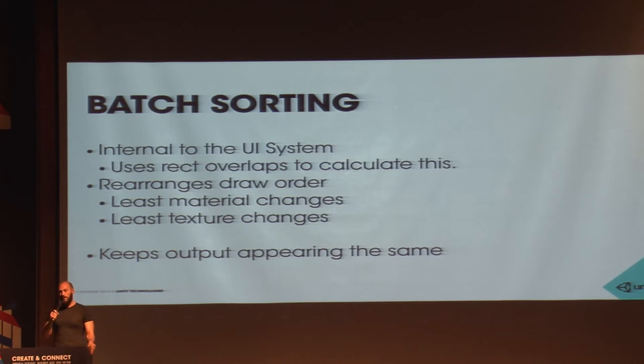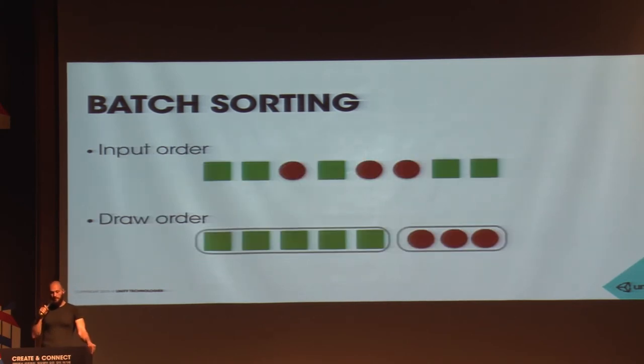Internally, what the sorting does is it attempts to rearrange the draw order of your elements in such a way as to achieve the minimal material changes as well as the least texture changes. Essentially, what it tries to do is break the batching as little as possible while still keeping the output appearing the same. In this example, you can see you may have a manually specified render order, like in the top row. In a perfect scenario, Unity will attempt to rearrange this into two draw calls, one rendering all the green squares, and one rendering all the red circles. It should be noted that this is a perfect example, and with real content, you probably won't achieve a situation quite as nice as this, due to elements overlapping and similar.